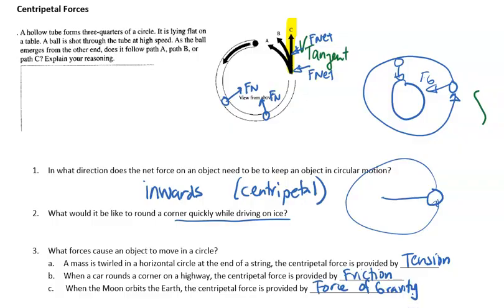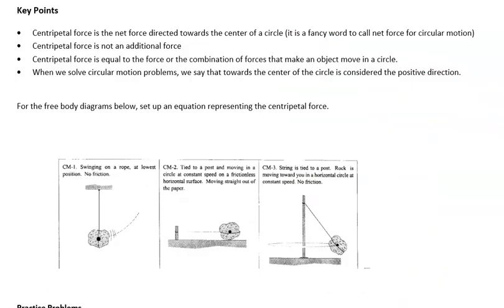Okay, so we're going to chat about a couple more things now. We're going to talk about this word centripetal force. What I want to clarify is that centripetal force is basically a fancy word for net force directed towards the center of a circle. So again, just a fancy word for net force for circular motion. Everyone always thinks centripetal force is an additional force. It is not an additional force. It is just the sum or the combination of forces that make an object move in a circle. One little notation, different people might say different things, but this is what I always do. When I solve circular motion problems, I say that towards the center of the circle is considered the positive direction.